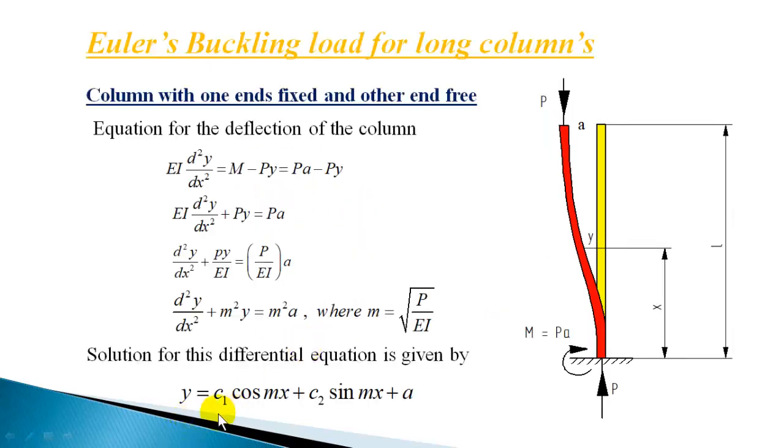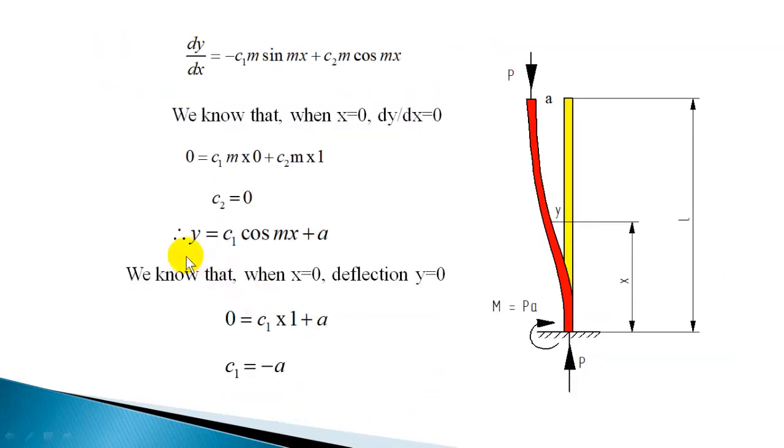With c2 as 0, the solution of the differential equation reduces to y is equal to c1 cos mx plus a. So by substituting one boundary condition, the solution reduced to this form. Now we have one more constraint at the fixed end. When x is 0, y is 0. There is no deflection at the fixed end. So at a fixed end, deflection and slope are both 0.